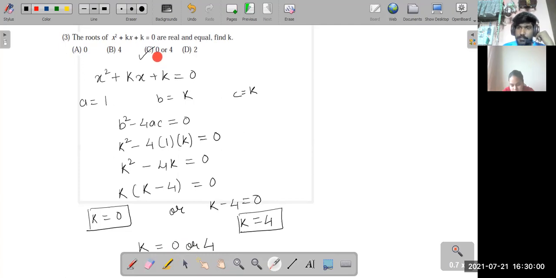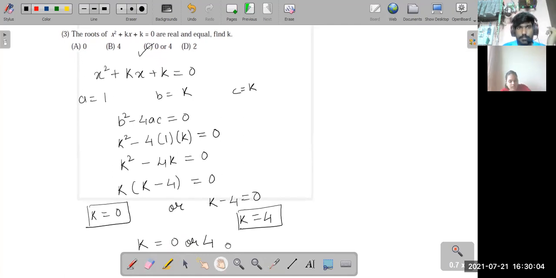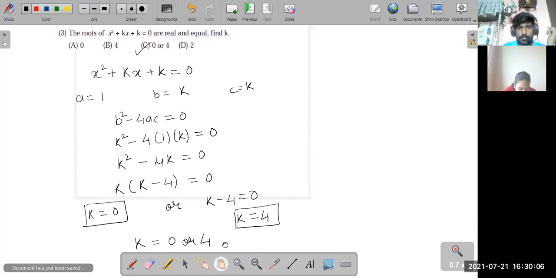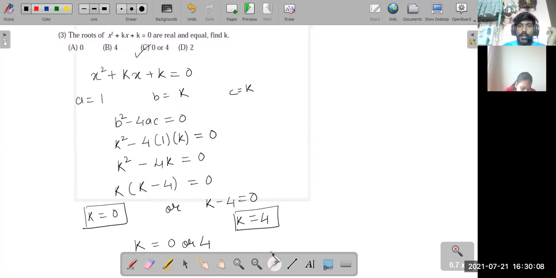Are you getting it? Like in the second one, how we chose two answers. The third one also you could have chosen two answers, but whatever. Here in C, both options are there, so you select one only.